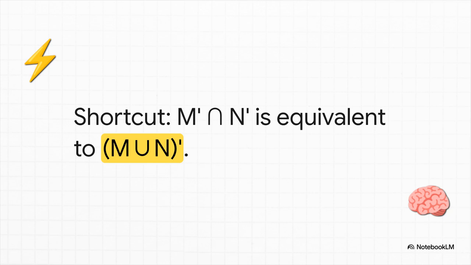There's this famous rule called De Morgan's law. It states that M prime intersection N prime is actually the exact same thing as finding M union N first and then finding the complement of that entire group. Did you notice how the symbols flip? The intersection turns into a union and the prime moves to the outside of the parentheses. Let's test this brilliant little shortcut together and see if it works.